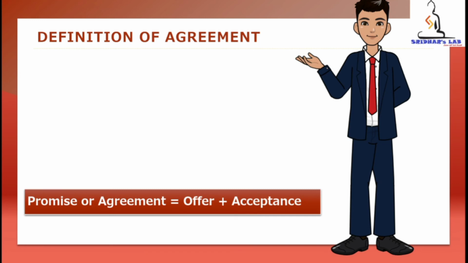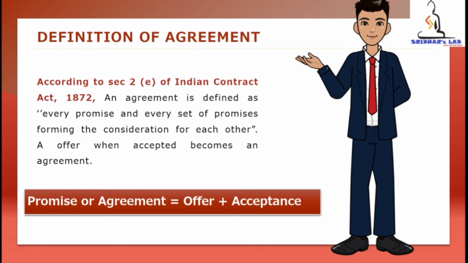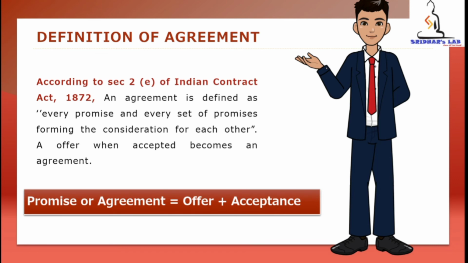As discussed till now, an offer, when accepted, forms a promise. So, the definition given by the Indian Contract Act 1872 defines an agreement as every promise and every set of promises forming the consideration for each other is regarded as an agreement. Therefore, this definition summarizes that every promise which consists of consideration is called an agreement.